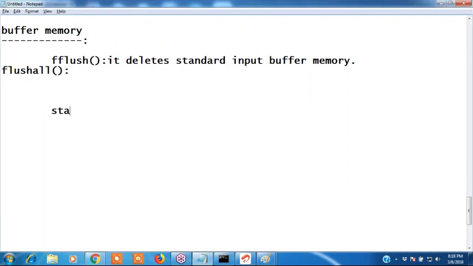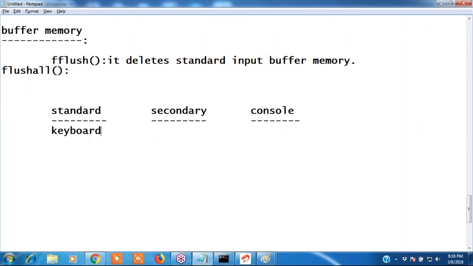We know this: input, output, standard, secondary and console. We have three types of inputs and three types of outputs. Standard means reading from the keyboard. The standard input device is the keyboard, and the standard output device is the monitor. Standard means reading from the keyboard and displaying the output on the monitor.